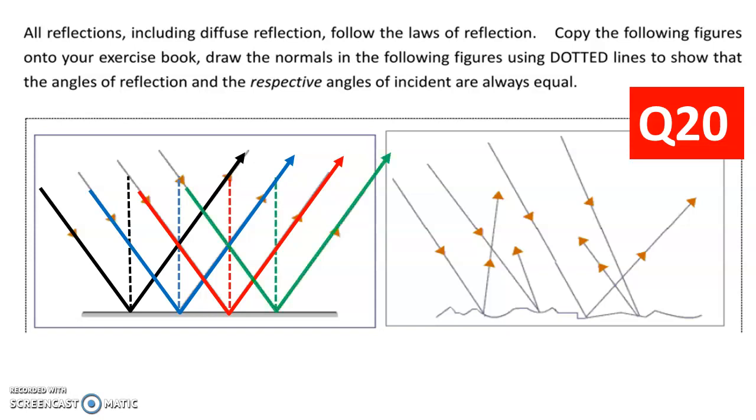For the right picture, the surface is not smooth. This is diffuse reflection. You have to draw the normal in each reflection carefully. The normal should always be a line just between the incident ray and the reflected ray, so that the angle of incidence and the angle of reflection are the same.